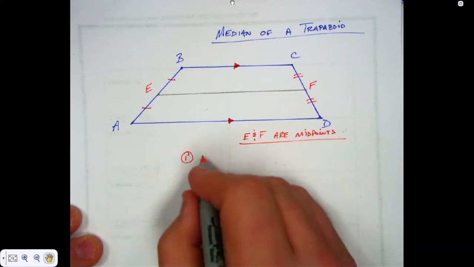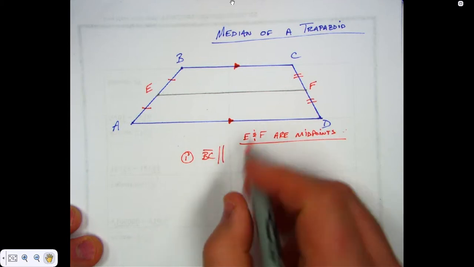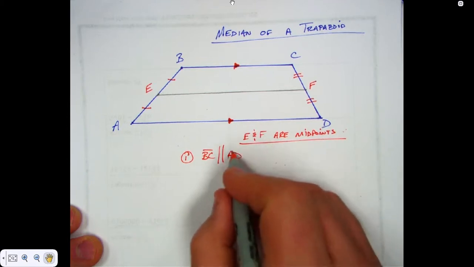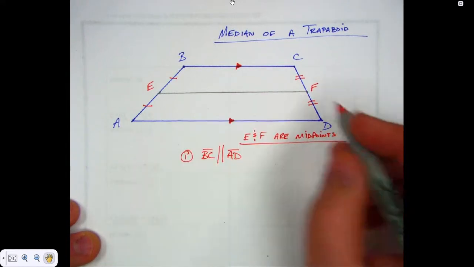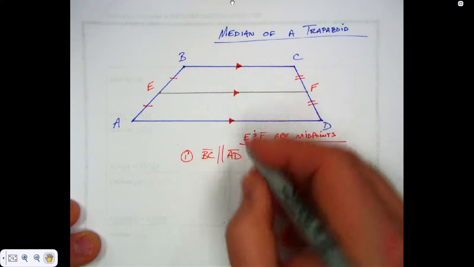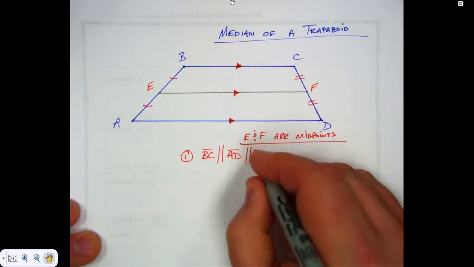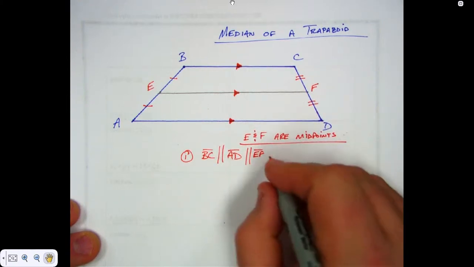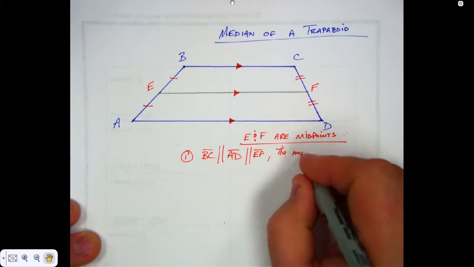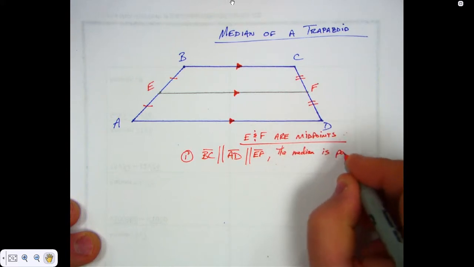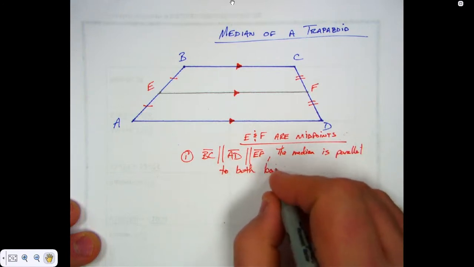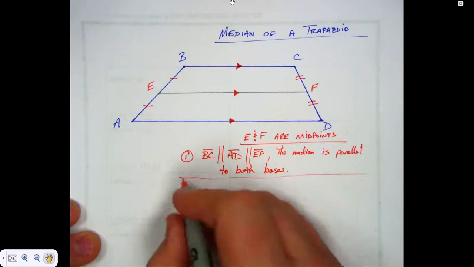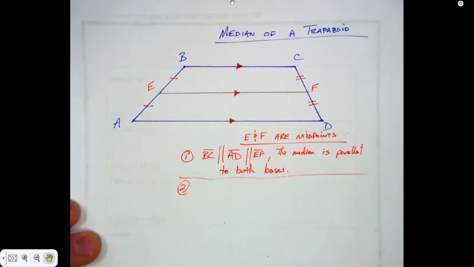First thing that happens, well, we know that BC is parallel to what? AD, right? Because that's what makes it a trapezoid. What do you think this median is? Parallel to both sides. It's parallel to both of those too, isn't it? So the median is parallel to both bases. That's kind of an obvious thing, but here's the reason there's even a theorem about this.